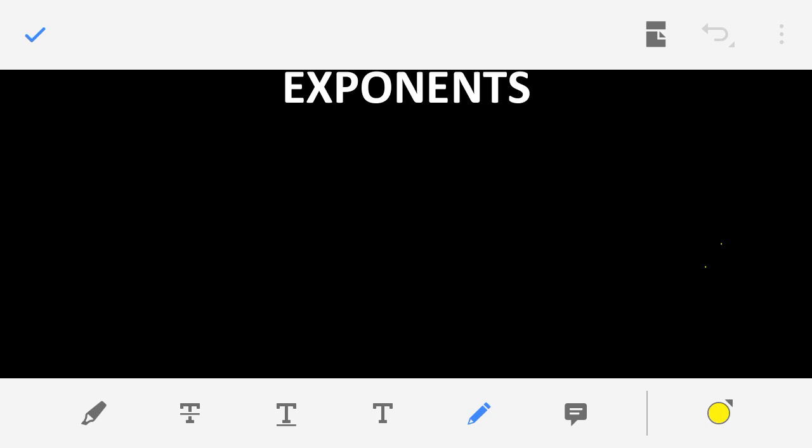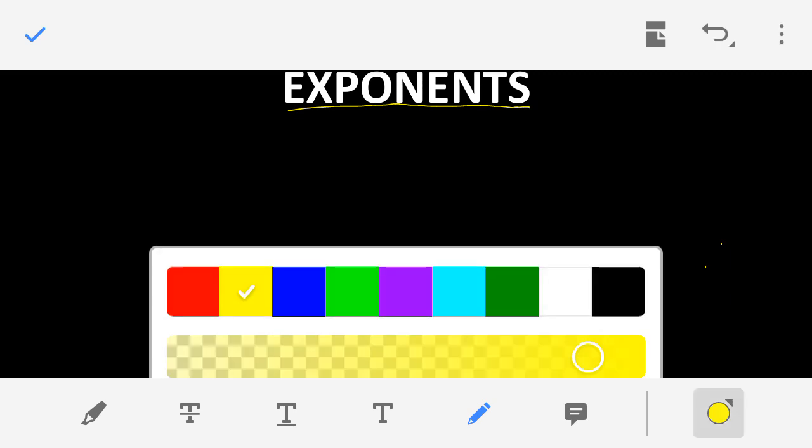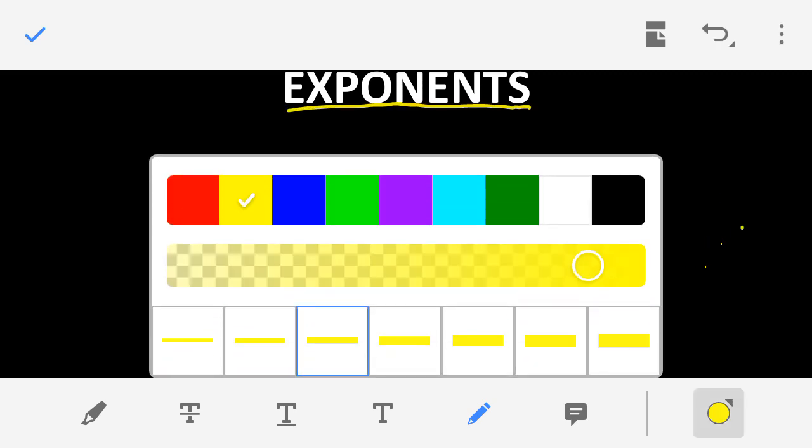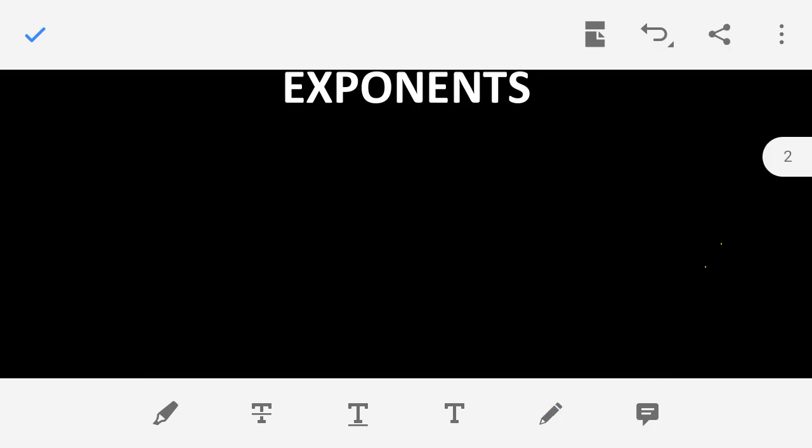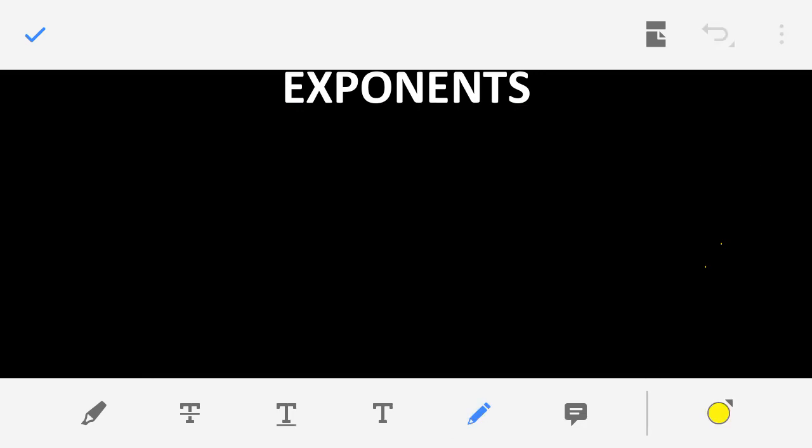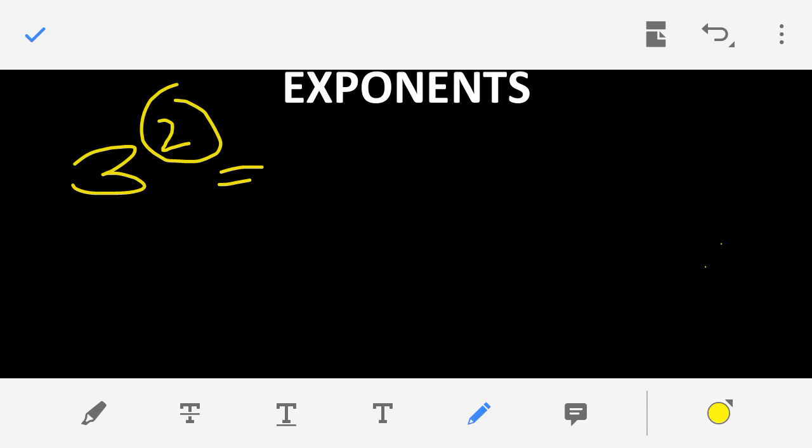So now let's start. We know exponent is an indicator of how many times a number is multiplied by itself. For example, you have a number 3 squared, then the 2 is the indicator of how many times you multiply it by itself. So here it is 2, meaning you multiply it by itself 2 times. So you have there 3 times 3. Okay, that is with exponent.